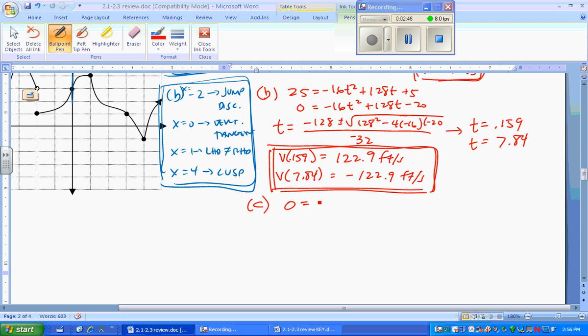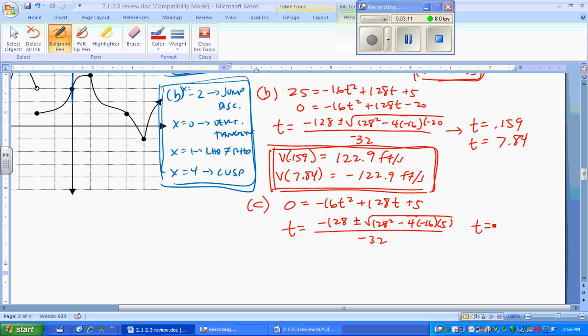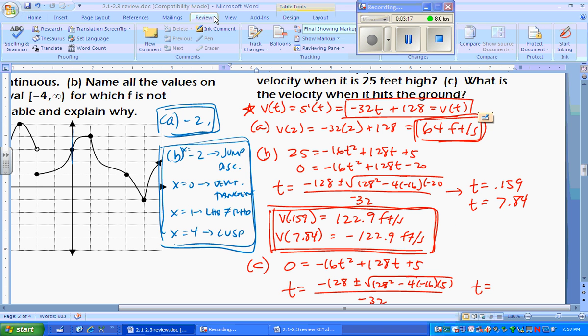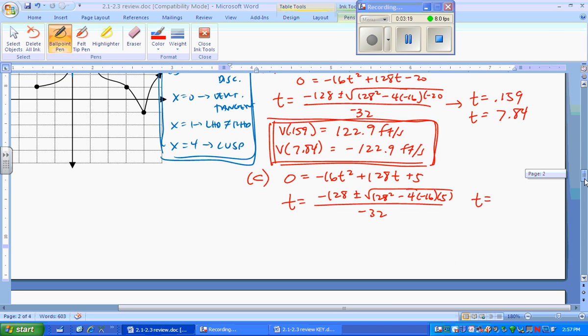For part C, we want to know the velocity when the ball hits the ground, so we have to put 0 in for the height to find out how much time it takes for that to happen. And again, we're using the quadratic formula to solve this. So opposite of b, plus or minus square root of b squared minus 4 times a times c, all over 2a. So for this one, we only get one time. This time comes out to 8.04 seconds.